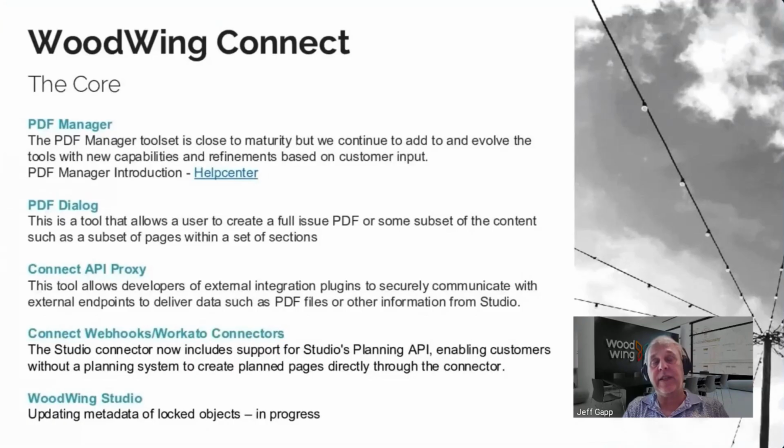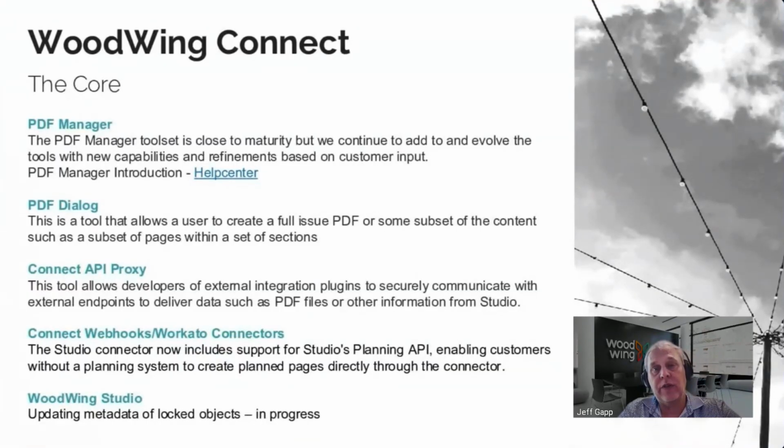Connect API Proxy. Connect API Proxy is a secure way of being able to communicate from Studio to some endpoints. And there's a variety of ways of validating that communication, whether that's an API key or some other kind of mechanism, right? It allows us to be able to send an API key to an endpoint so that your information is secure passing over.